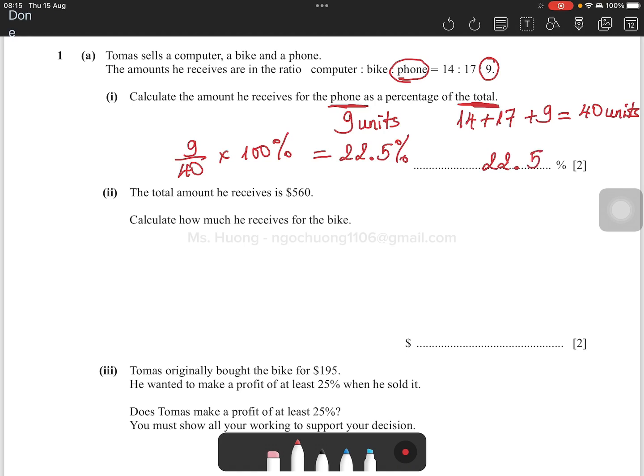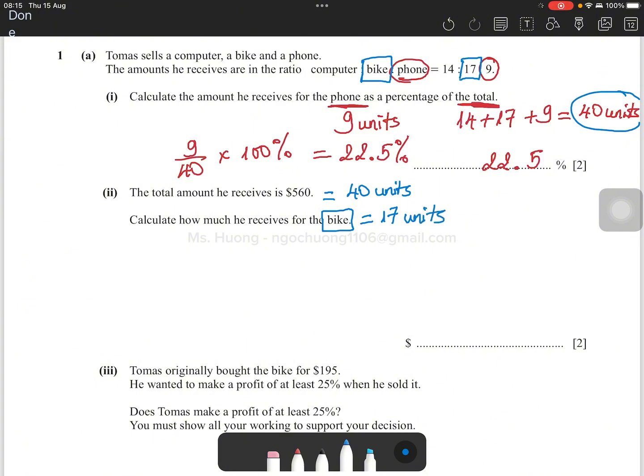Second question. The total amount he receives is $560. So you know that the total is 40 units. This means $560 is equal to 40 units. And now we need to calculate how much he receives for the bike. You see that the bike accounts for 17 units.